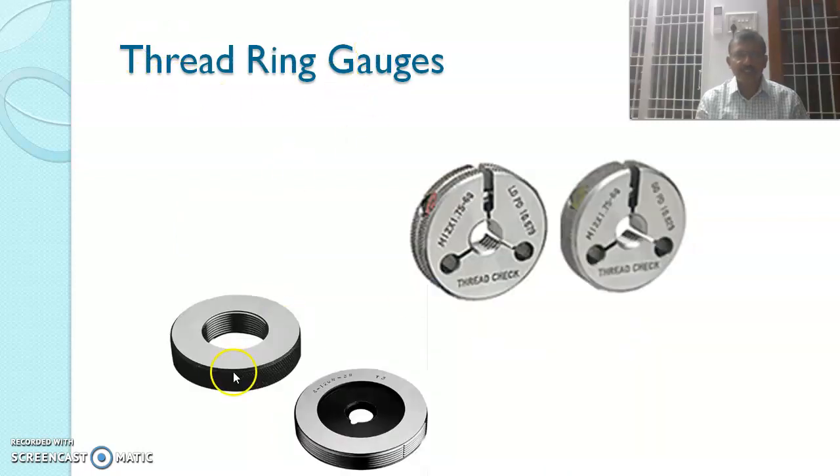Thread ring gauges are also available. They are used to measure the shaft, the bolt dimensions of bolts, etc. They come in different sizes.